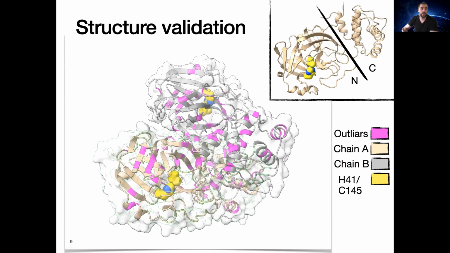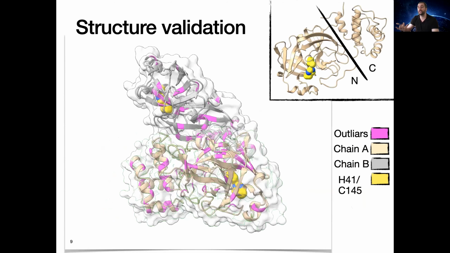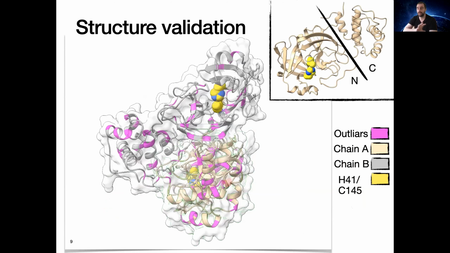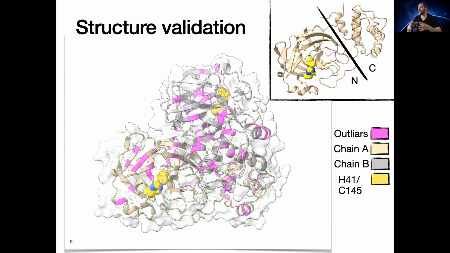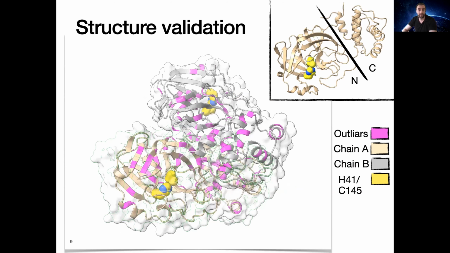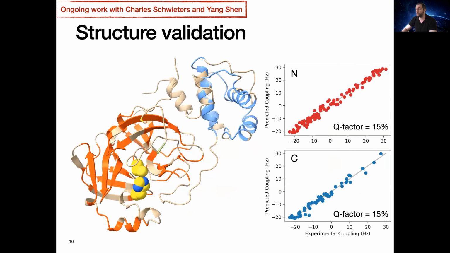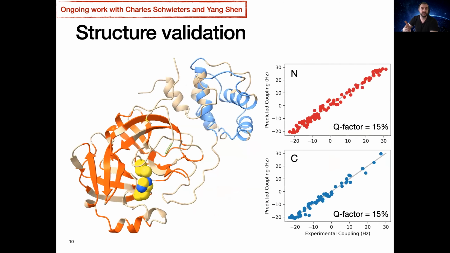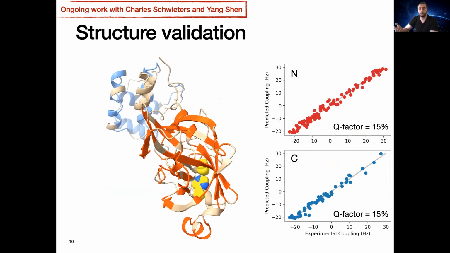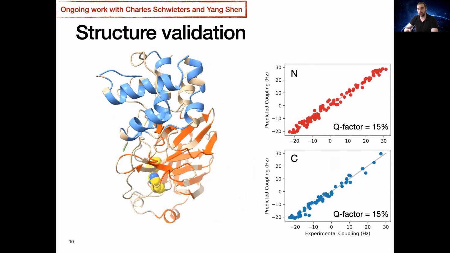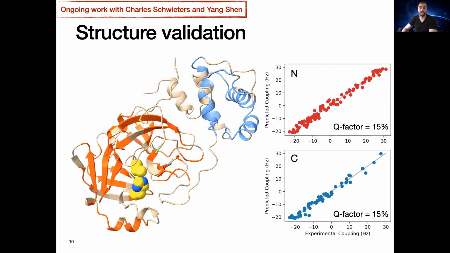If we plot these RDCs that disagree on the dimeric structure, they're distributed in clusters across almost the entire protein complex. However, if we fit the two domains separately, we get much better results. If we fit an N-terminal fragment in red and a C-terminal fragment in blue, we get much better agreement, with Q factors on the order of 15%. This is a strong indication that not only is there some domain rearrangement, but also that there's some rearrangement within those two domains.